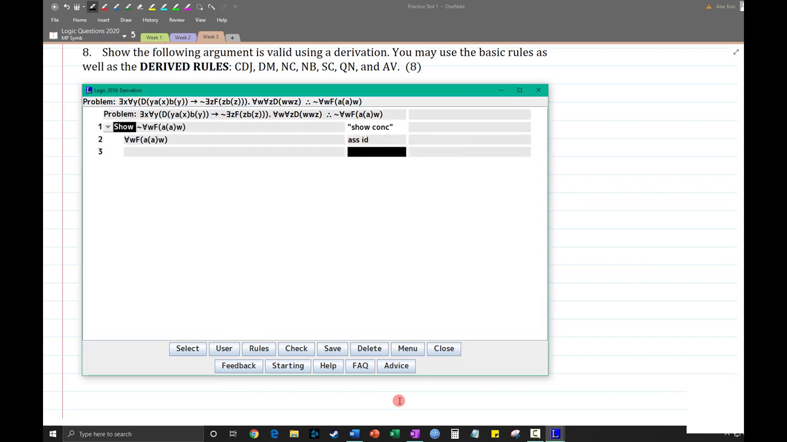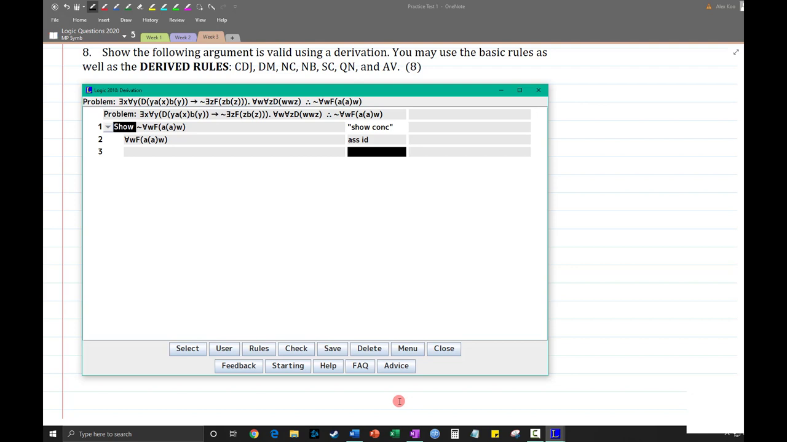Okay, so show conclusion. Assume ID. So this problem is actually a really nice question. It will demonstrate the two core skills, but I will also make use of my OneNote in the background to take some extra notes when I actually need it. So if you look at what I have in line two, it's a universal. Premise two are also universals. It's premise one that matters.